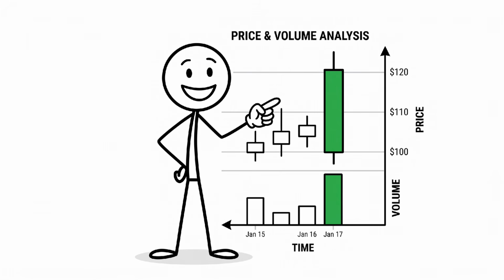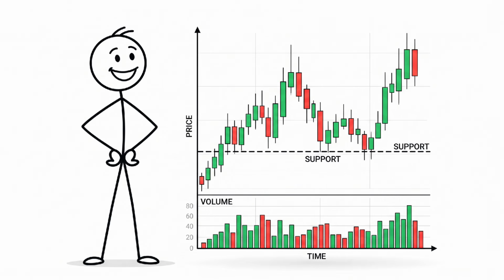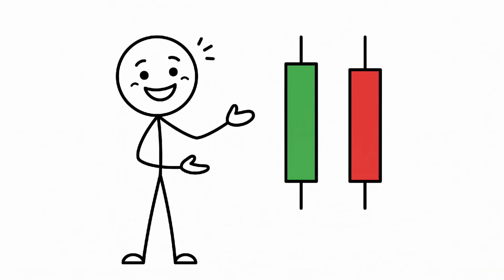Most traders only focus on price. Professional traders focus on the volume behind the price. Because price only tells you where the market moved, volume tells you why it moved there. And once you learn to read price and volume together, high probability buy and sell zones become much easier to identify. That's exactly what this video is about.